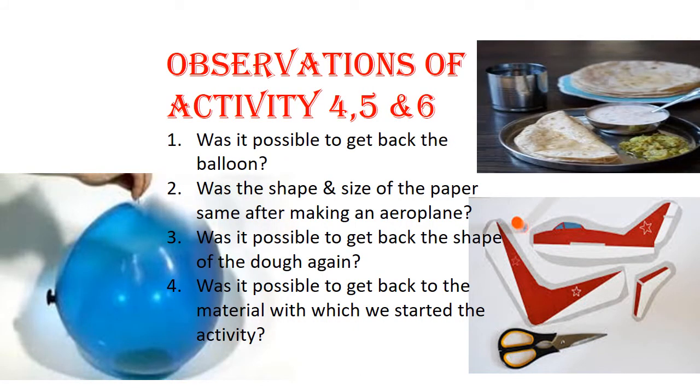So, observations of activity 4, 5 and 6. Was it possible to get back the balloon? No. Was the shape and size of the paper same after making an aeroplane? No. Was it possible to get back the shape of the dough again? No, we already made a chapati from that. Was it possible to get back to the material with which we started the activity? It was not possible, right?